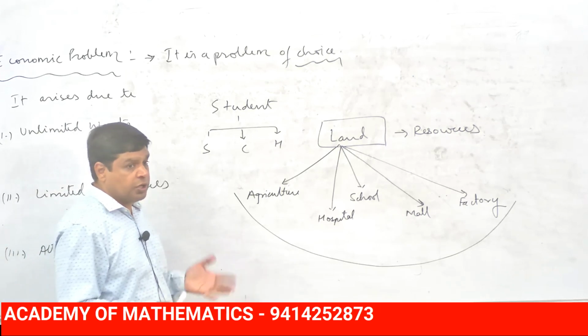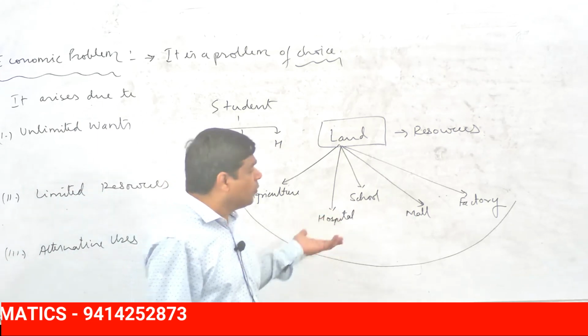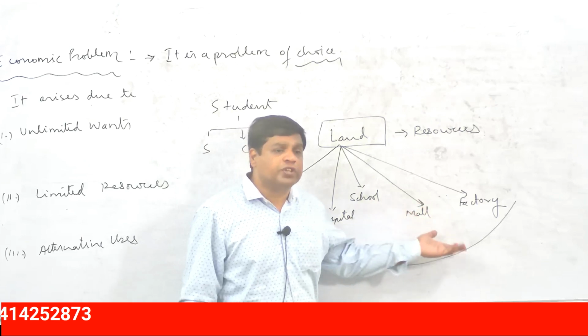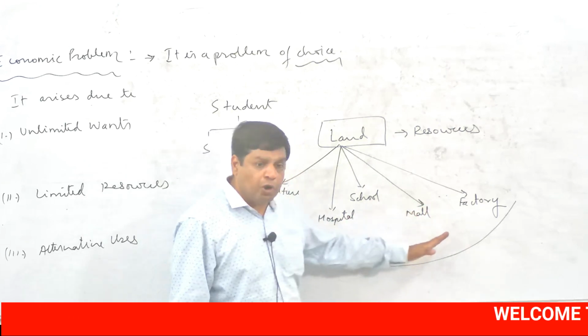If the economy is capitalist, they will work for the profit motive. If the economy is socialist, then they will go for the welfare motive. So business minds always go for the profit motive.